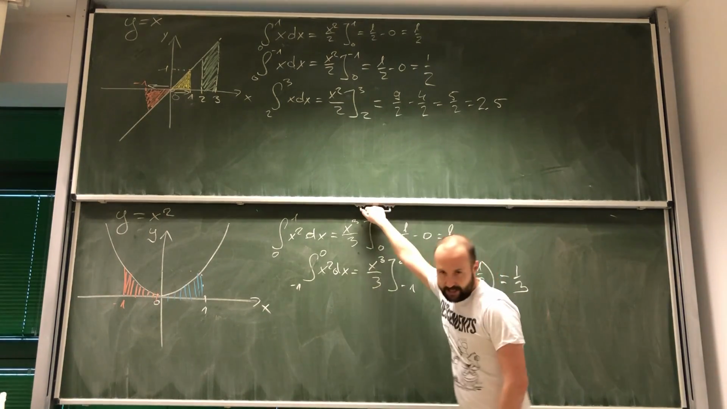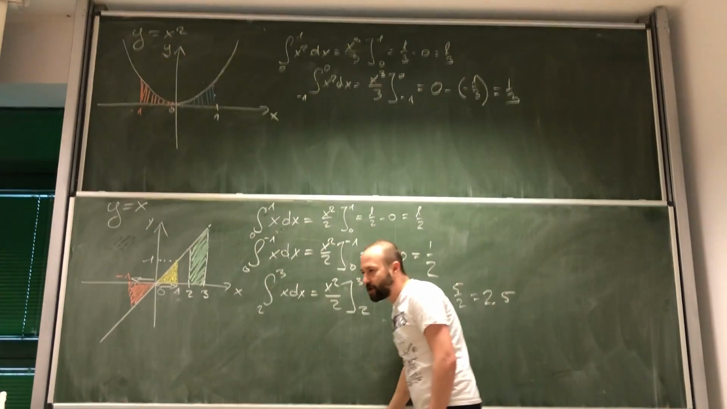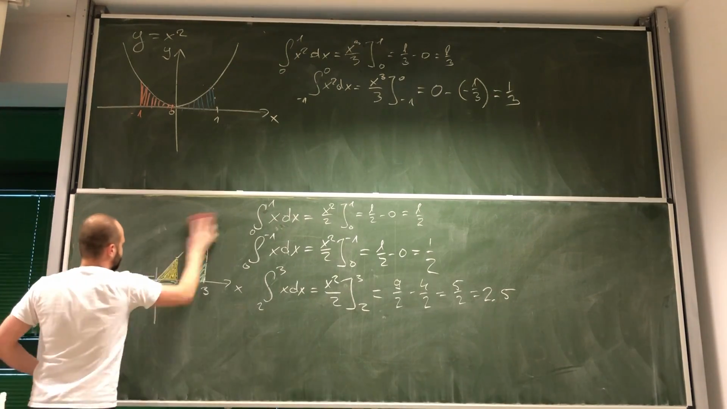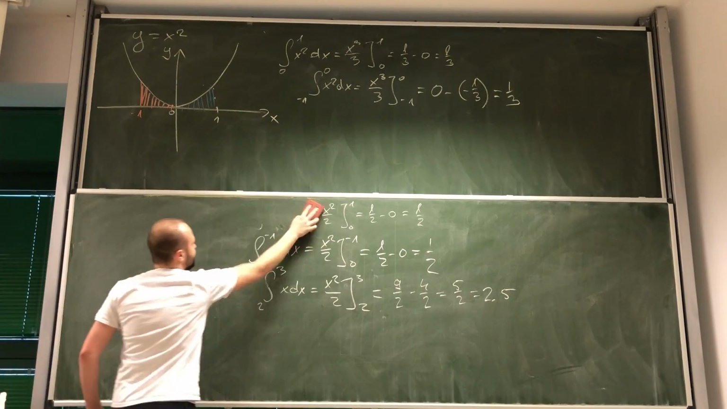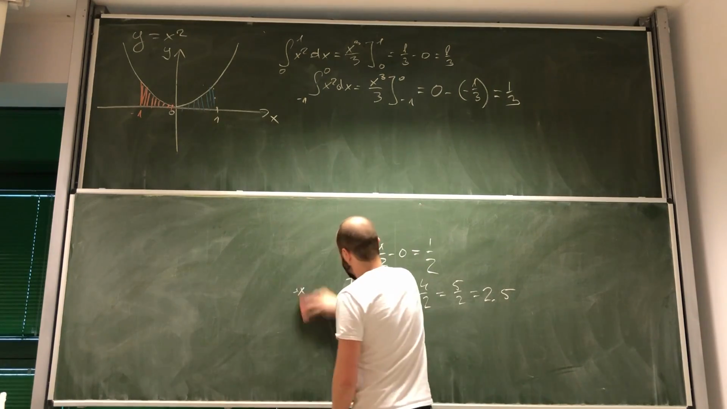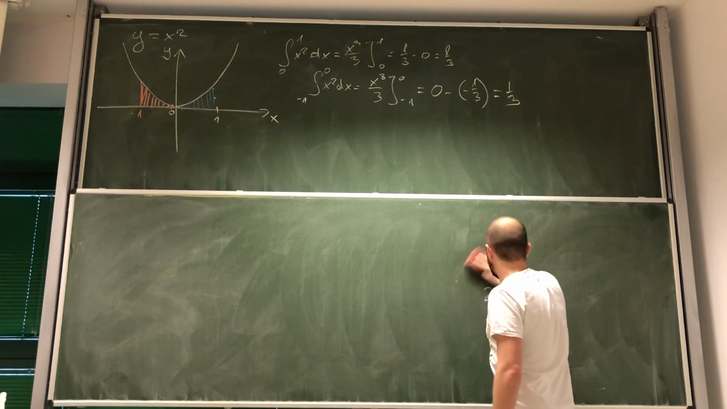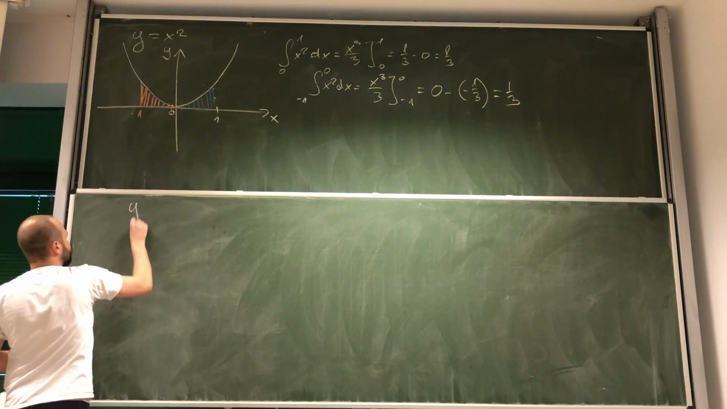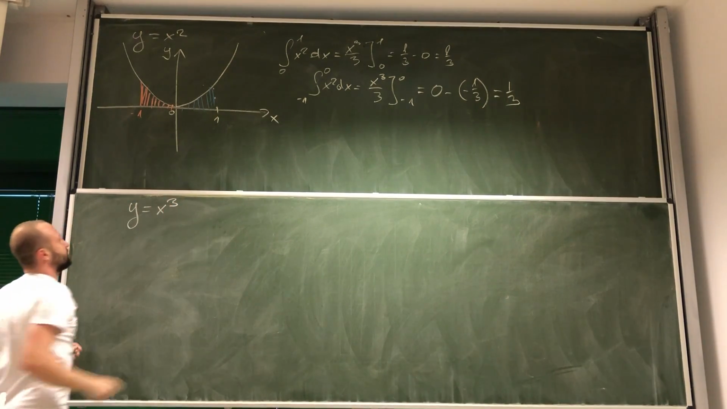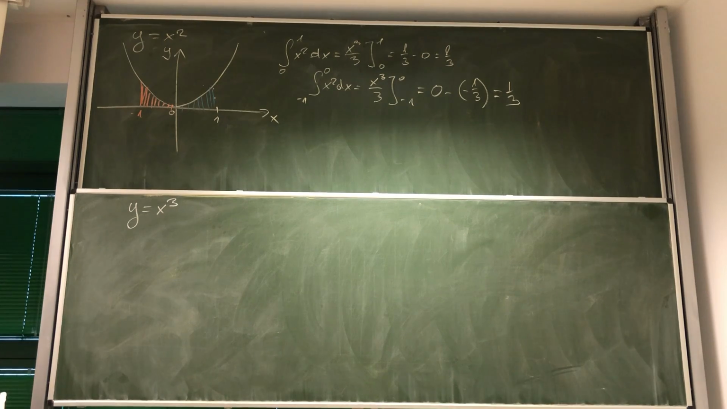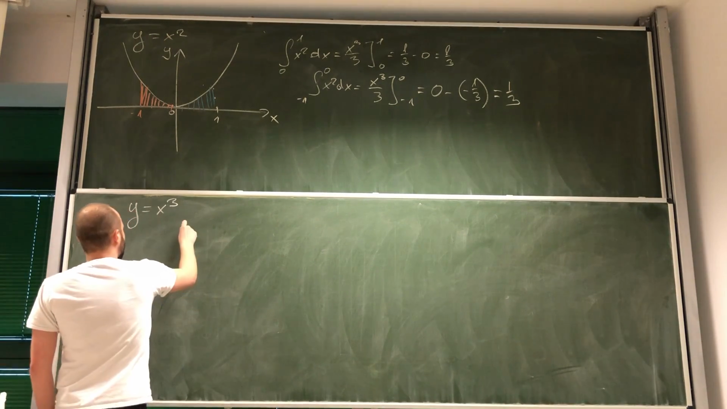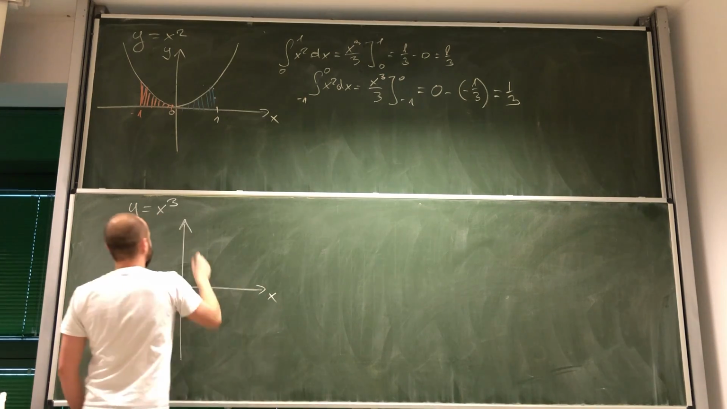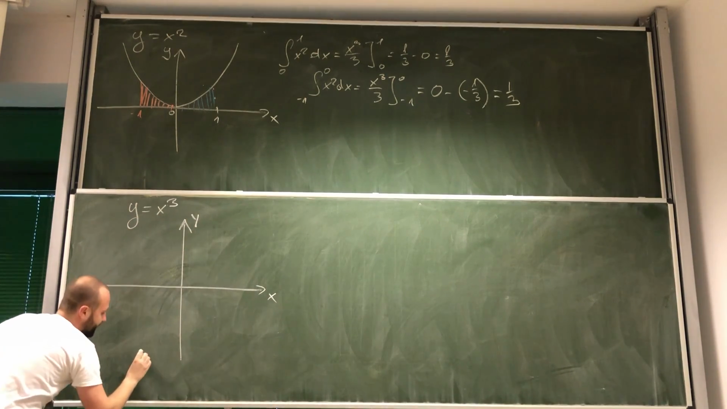Okay, let's make things slightly more complicated, right? Let's see what is the area below the cubic function, y equals x to the power of 3. So, this function looks like that.